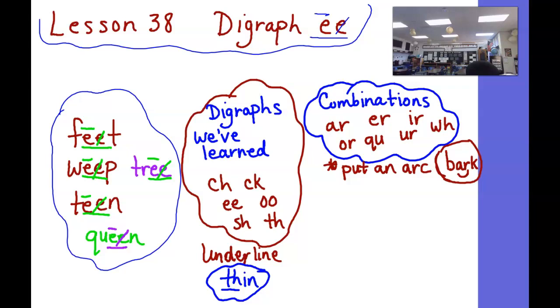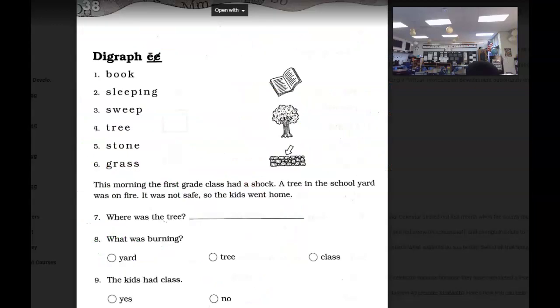Okay, so now what I'd like for you to do is go to your worksheet. Okay, we're on worksheet 38. Turn to the same side that I have on, or up. Okay, we're going to code a few words, and then we're going to read the short story and answer the questions. Okay, first one, we have book. This was one of our previous lessons. Okay, so we have a digraph, OO, so we're going to underline that.